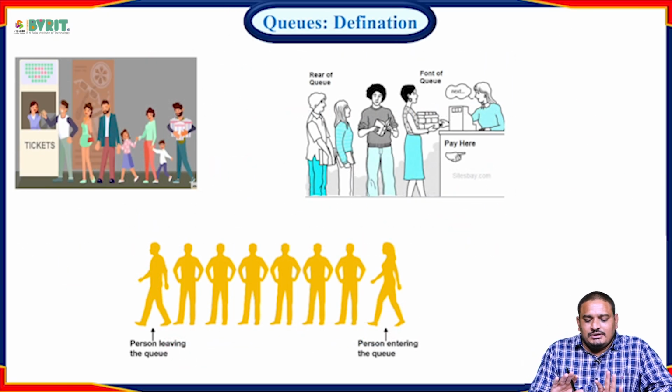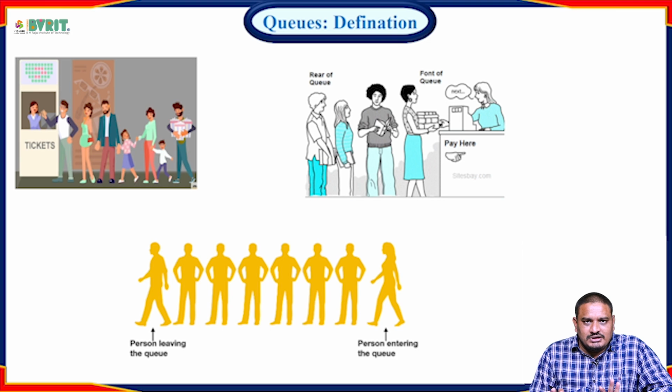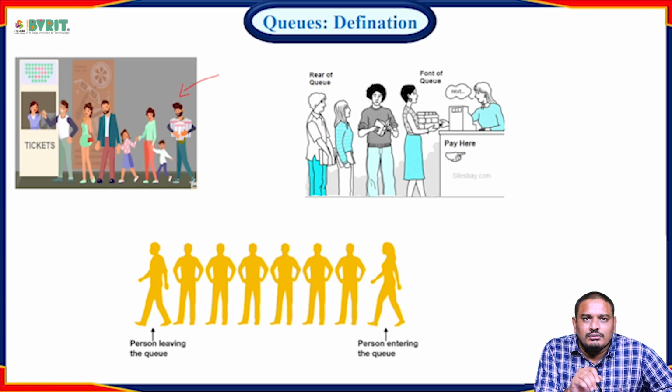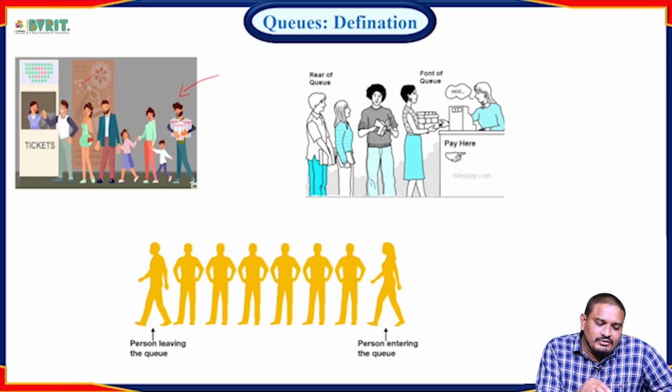Here, these are different general examples of queues. This is the line to purchase a ticket, either at a cinema theater or a bus reservation counter. Whichever person is first in that line will buy the ticket from the theater or bus reservation counter.